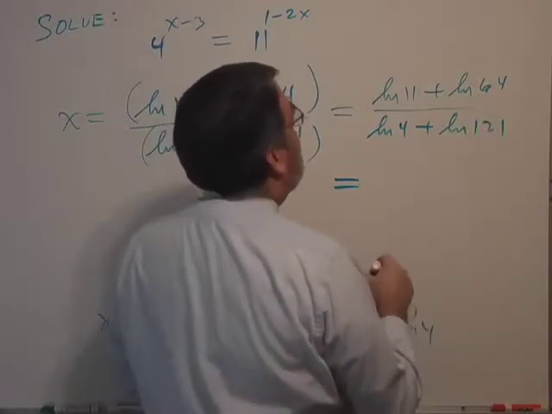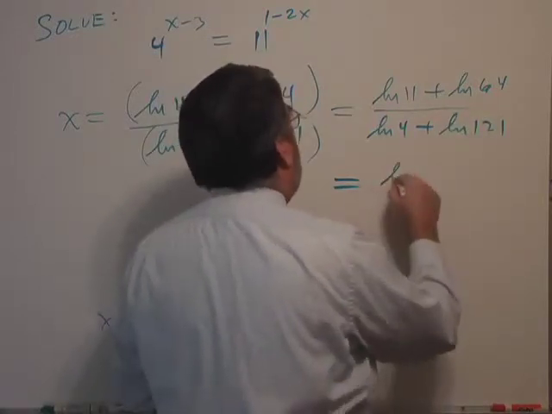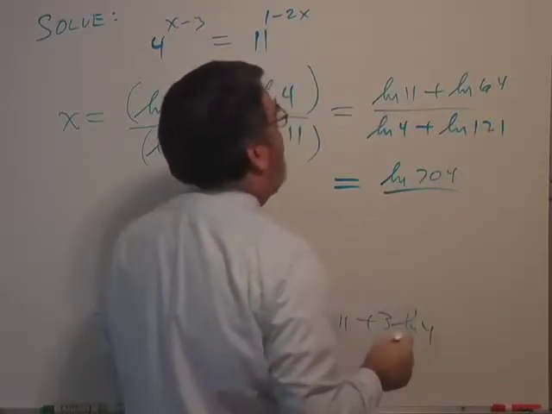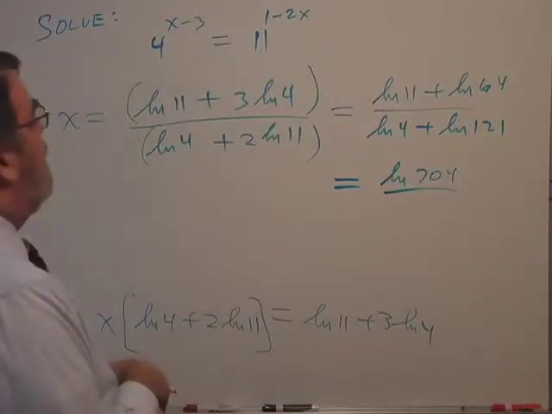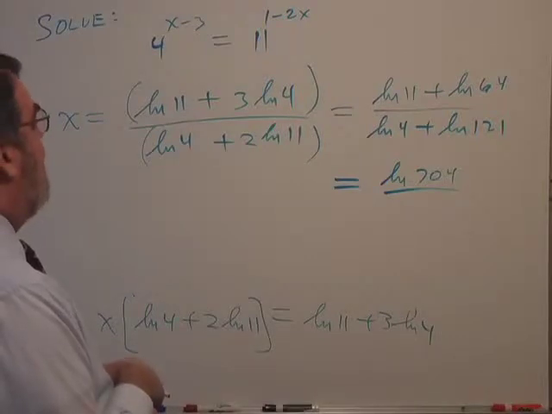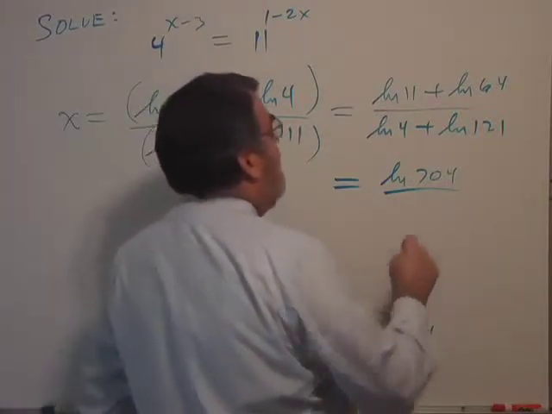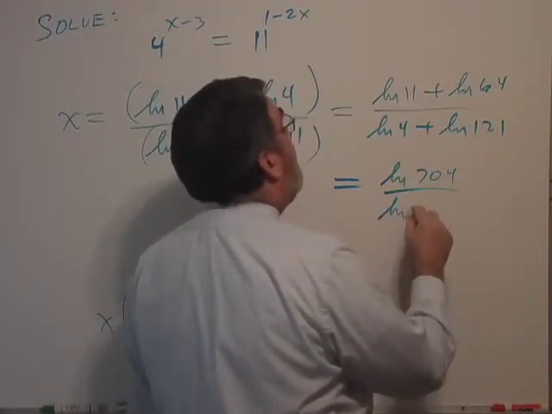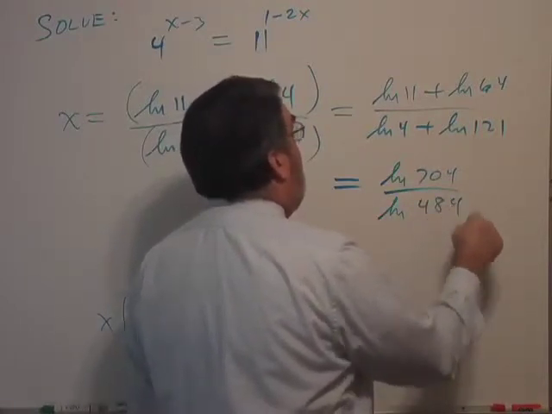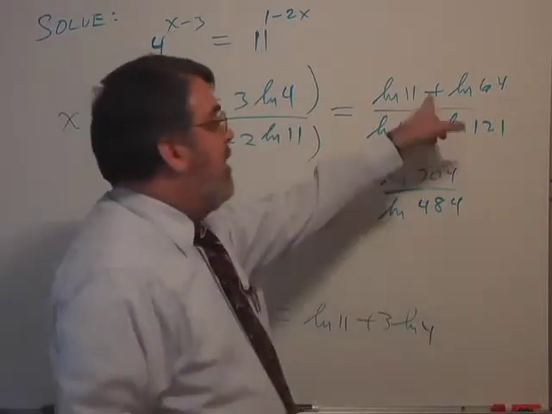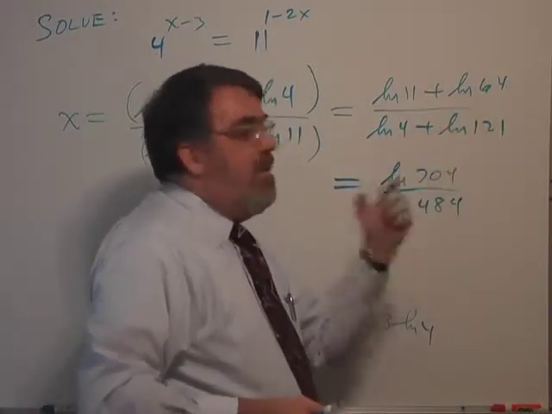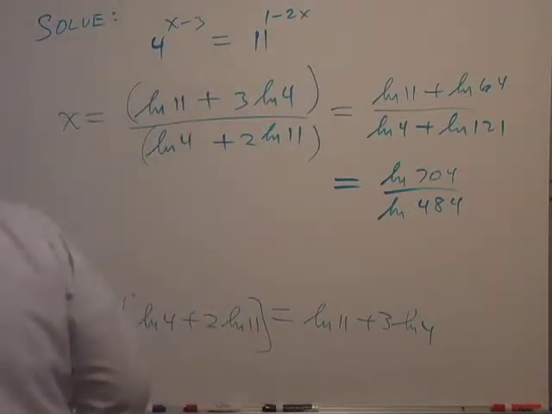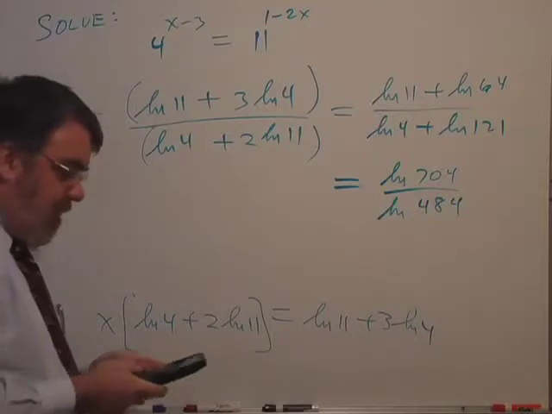11 times 64 looks like it's probably 704. So it's natural log of 704 divided by, and 4 times, I just want to mentally check that, yes, 4 times 121 is 484, natural log of 484. So what I did, because they were additions, I just multiplied and combined into single terms. There we go. So there's my calculation. It's short and sweet.